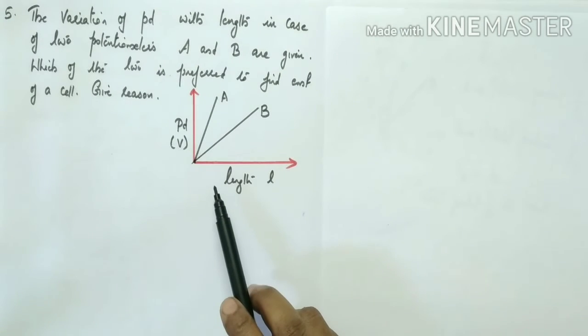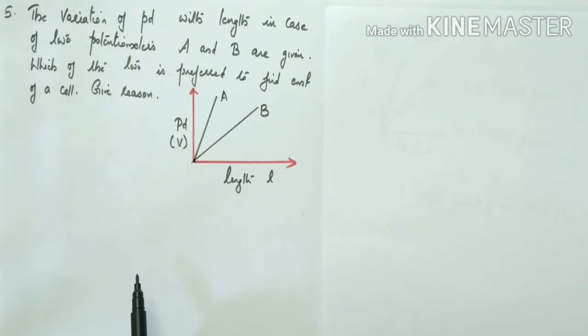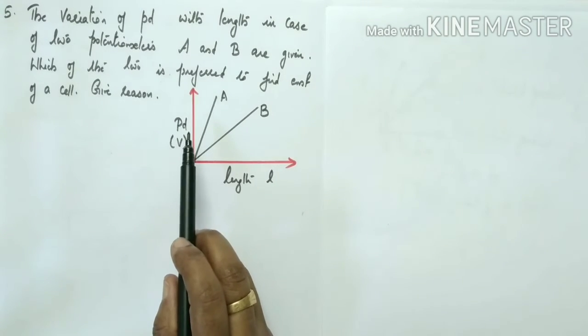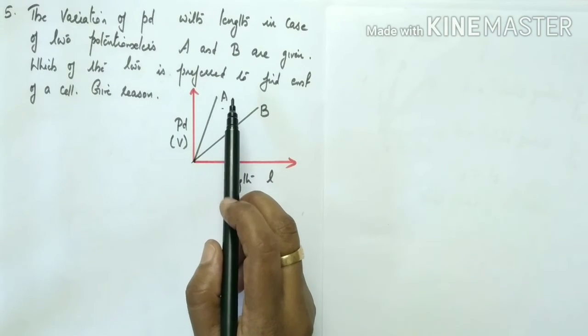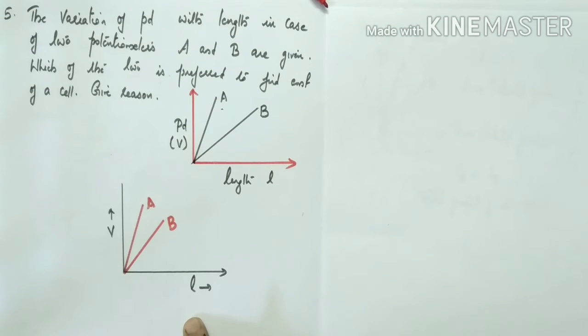The variation of potential difference with length in the case of two potentiometers A and B is given. Which of the two is preferred to find the EMF of a cell? Give reason. So the graph is given, with length along the x-axis and potential difference along the y-axis. We can redraw the graph like this, and keeping voltage constant we can draw a perpendicular. Here this is the length corresponding to A and this is the length corresponding to B.